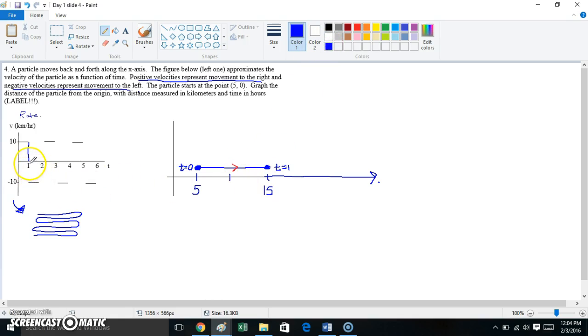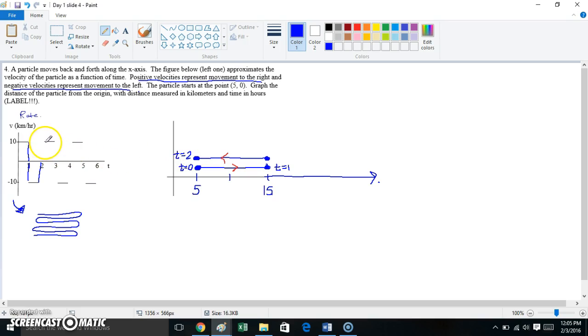In the second hour, my object is going to move the same distance, but to the left. So I'm just going to come up above. Actually, I could do a little turnaround, right? Make this my turnaround. I'm just going to come up above, make my line going to the left, 10 kilometers. This is t equals 2. You can also put the little arrows on just to say what's happening with the particle.